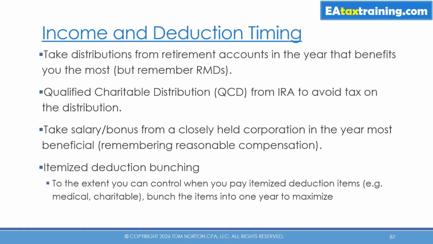So, to the extent that you can control when you pay for your itemized deductions, you can bunch them into 1 year to maximize them. So, if you're thinking about making charitable contributions, you can try to make them all in 1 year rather than part in 1 year and part in the next.